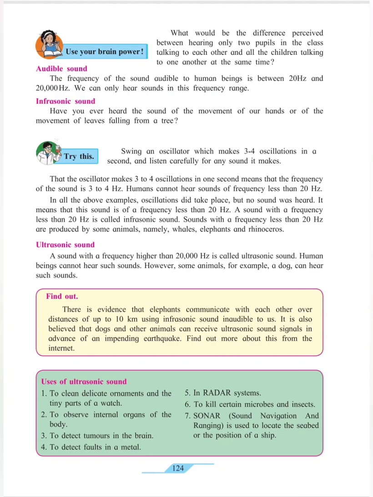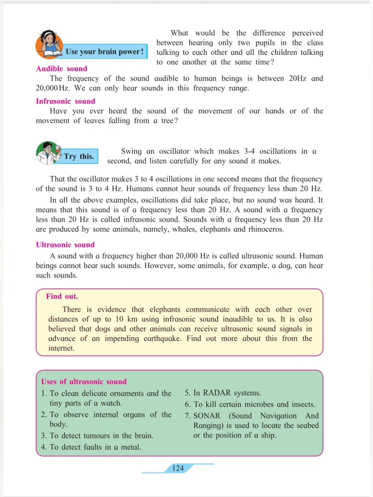Audible sound. Audible means the sound which can be heard. The frequency of sound audible to human beings is between 20 Hz and 20,000 Hz. We can easily hear sounds in this frequency range. The sound which has a frequency less than 20 Hz or greater than 20,000 Hz is not audible to human beings.